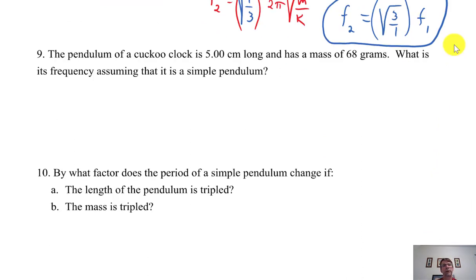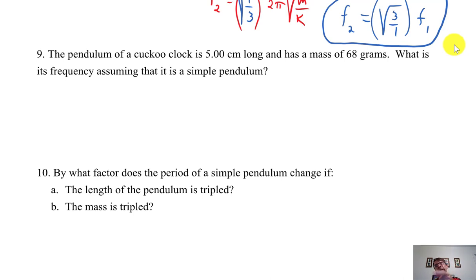And now we have a simple pendulum, a cuckoo clock with a pendulum. It says to assume it's a simple pendulum. The pendulum is 5.00 centimeters long. That's pretty short, but we're going to go with that. Watch out, that's centimeters. We've got to convert that to meters.